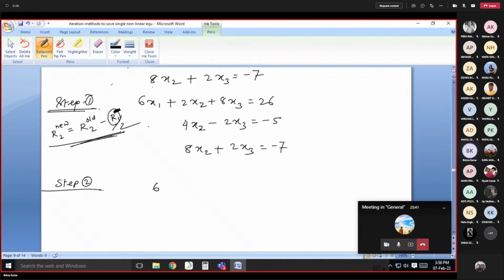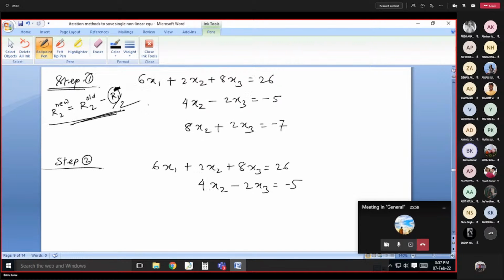Up to the second equation unchanged. 8x1 plus 2x2 plus 8x3 equals 26. 4x2 minus 2x3 equals minus 5. And what will you do in R3 along with R2 such that this position will be 0? What will you do in R3?